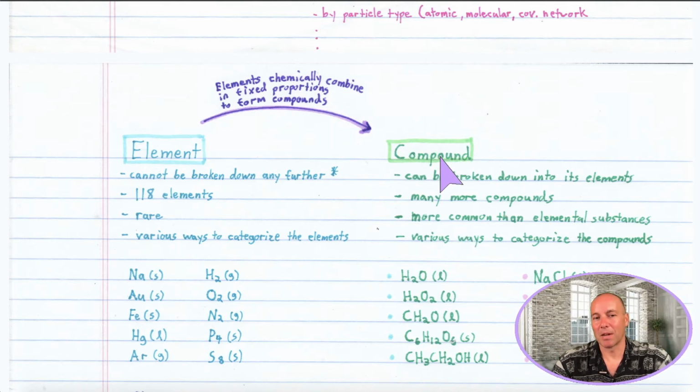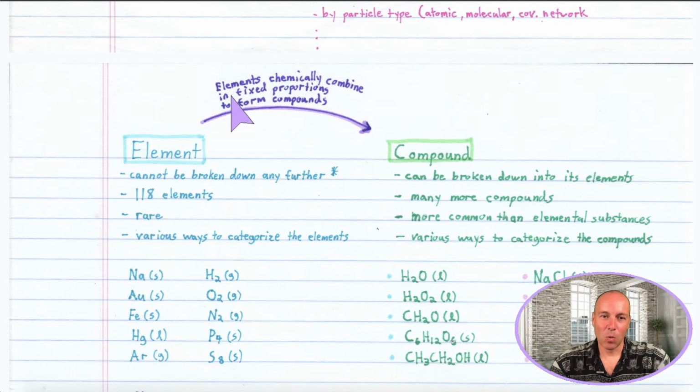But even compounds are kind of rare. Most matter that you come across is a mixture of many different substances. And just as there are various ways to categorize the elements, there are also different ways to categorize the compounds. In chapters 3 and 4, we'll talk about the two main categories of compounds. Compounds are when elements combine together to form a substance. So we say that elements chemically combine in fixed proportions to form compounds.